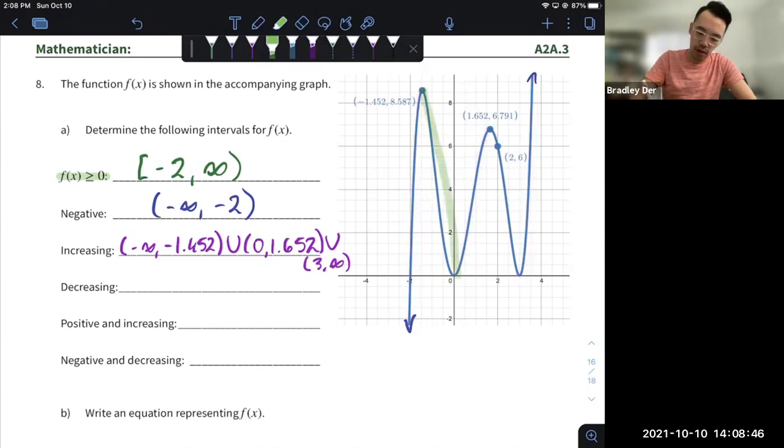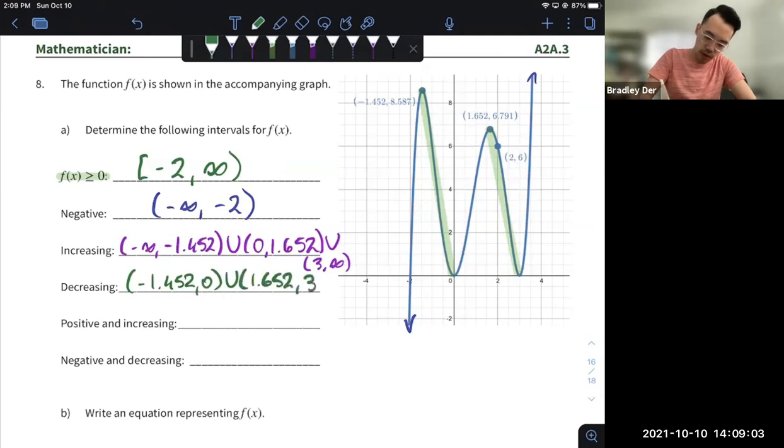All right, and then our decreasing sections from maximums to minimums would be right there. Looks like -1.452 to 0 union 1.652 to 3. And another reminder, we are using parentheses for the increasing, decreasing intervals because at the maximum, we are neither increasing nor decreasing, and the same is true at the minimum.